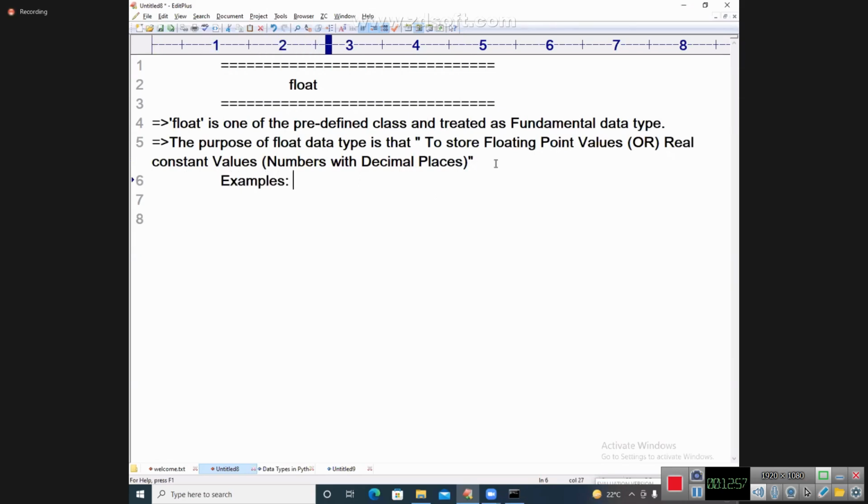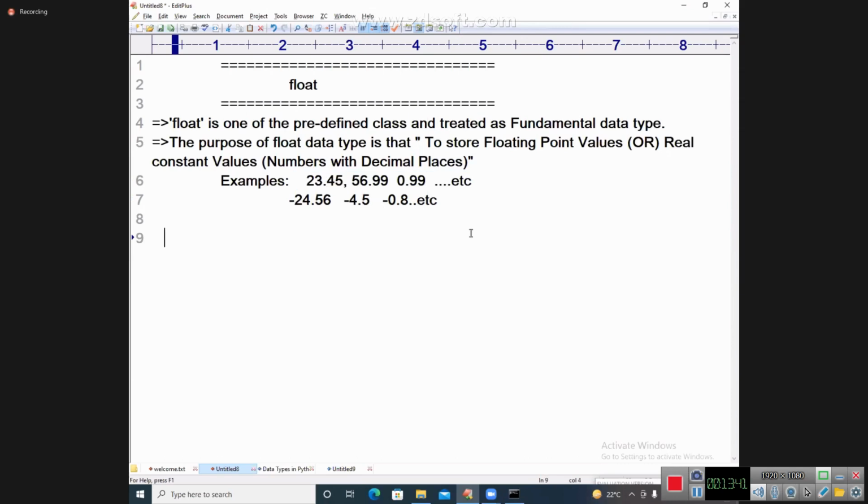If I take some examples here: 23.45, 56.99, 0.99, 0.999. Like that, we can take a lot of values, 1.5 or whatever it is. Yes, negative values, anything is possible, not a problem: 24.56, minus 4.5, minus 0.9, 0.8, etc. These are all called floating point values, real constant values.